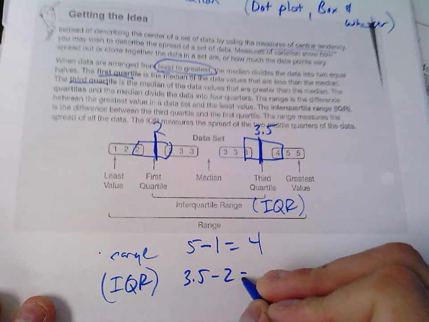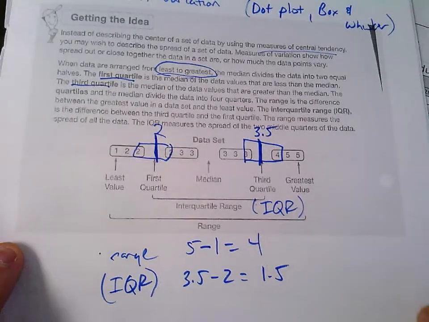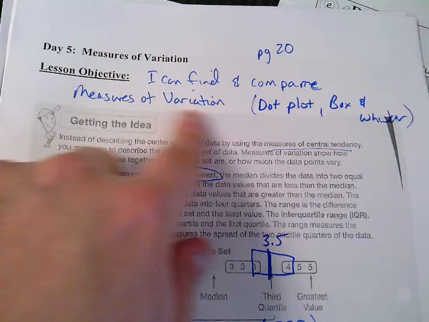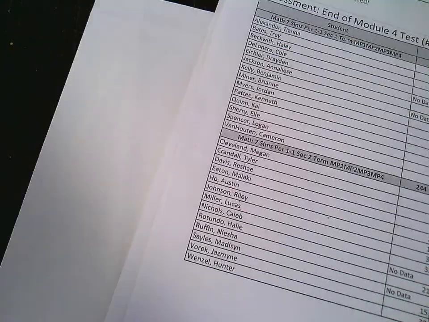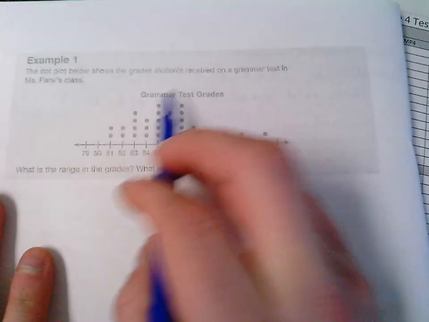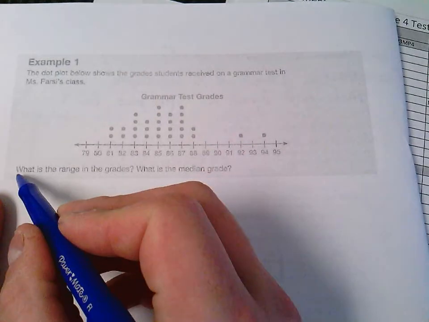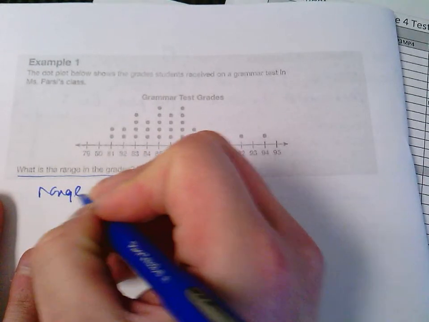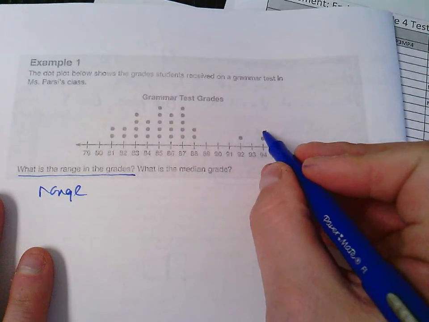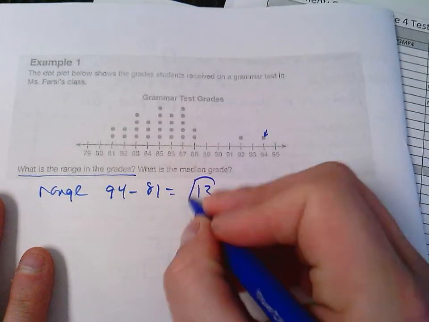All right. So let's get on to some examples about finding and comparing measures of variation from different skills. Move on to example number 1. Here we have a dot plot that shows the grades students received on a grammar test in Miss Parsee's class. What is the range in the grades? Well, the highest grade is 94, minus the lowest grade, which is 81, so the range is 13. So it's spread out by 13 points.